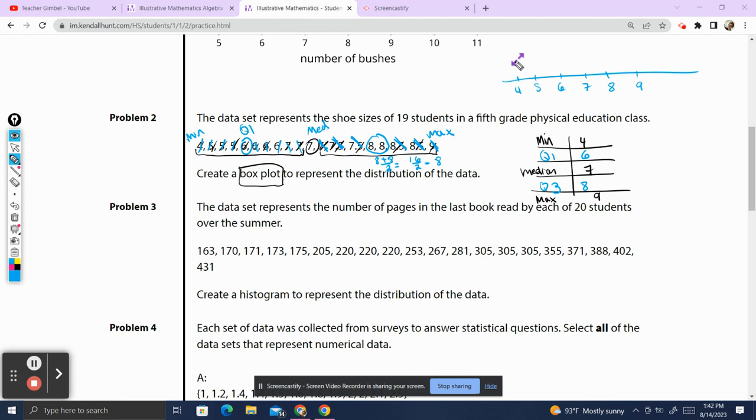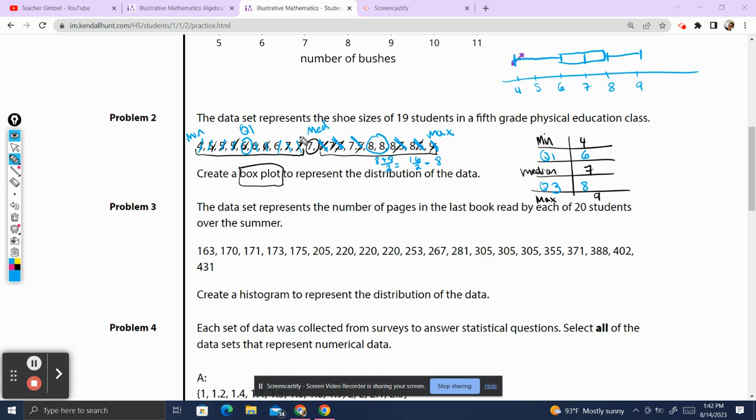I'm going to put a line on my lowest value, on my min. I'm going to put a line on my highest value, which is my max. I'm going to put a line on my median, a line on my Q1, and a line on my Q3. I'm now going to connect the middle lines. That creates my box, and then connect the min and the max, and that creates my whiskers. And there we go. We created our box and whisker plot using our data.